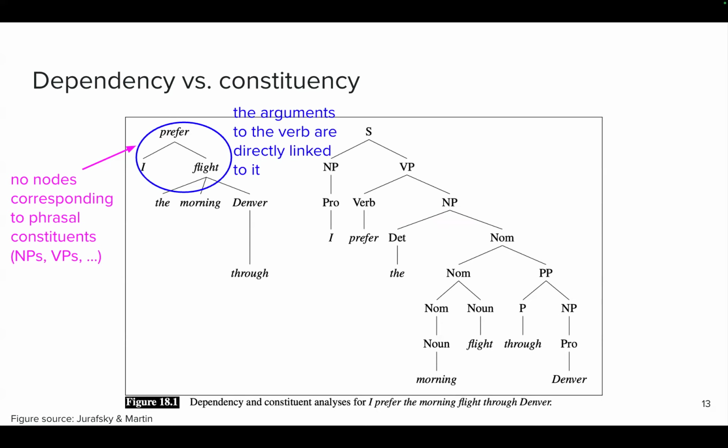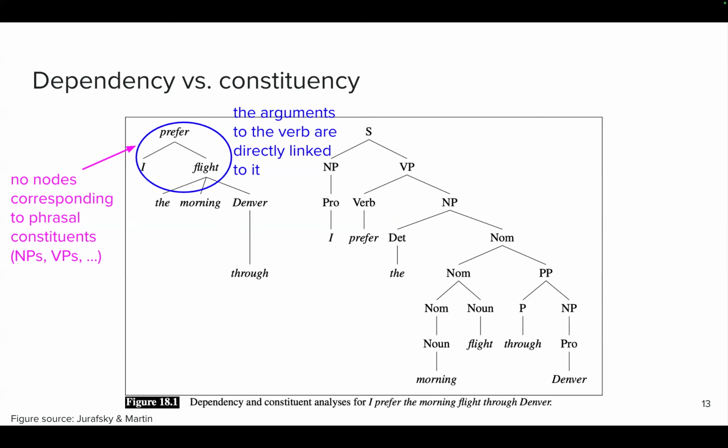A nice property of the dependency parse tree is that the arguments to a word are directly linked to it. Here the sentence is, I prefer the morning flight to Denver. In the dependency parse tree, prefer and flight are one arc away from each other. They are immediately connected. However, if we look at where these words are in the constituency parse tree, we see that prefer is over here, while flight is all over here. So if you want to retrieve, let's say, a verb-object relationship from the constituency parse tree, it might require more work than if you just use the dependency parse tree, where these things are just an arc away from each other.